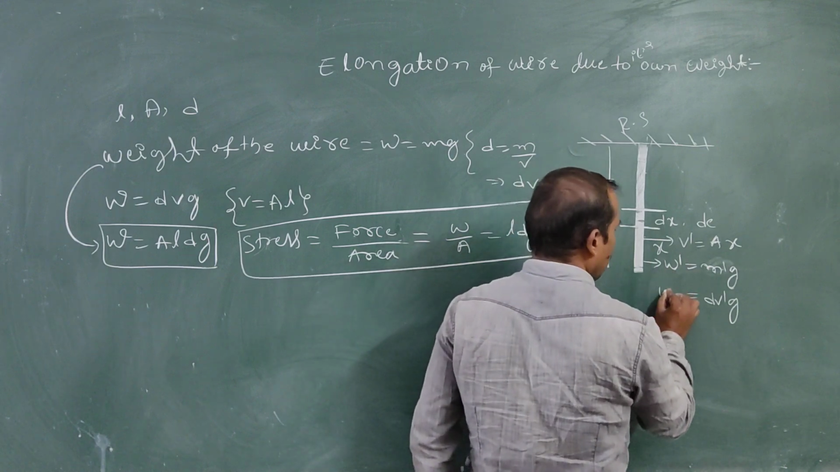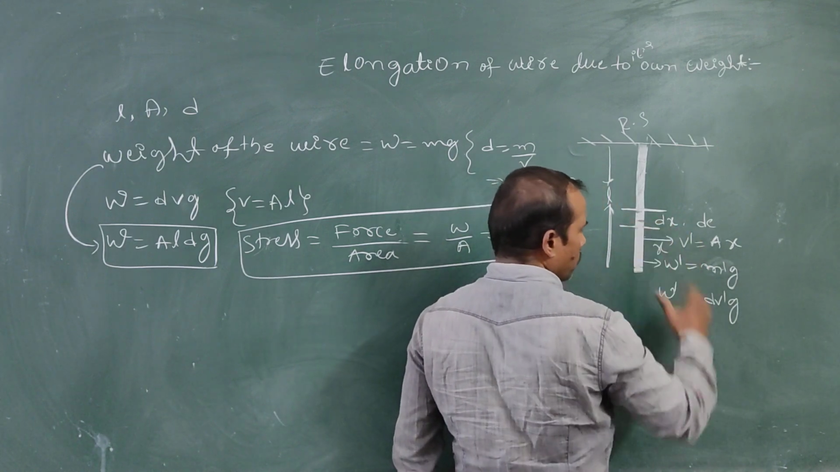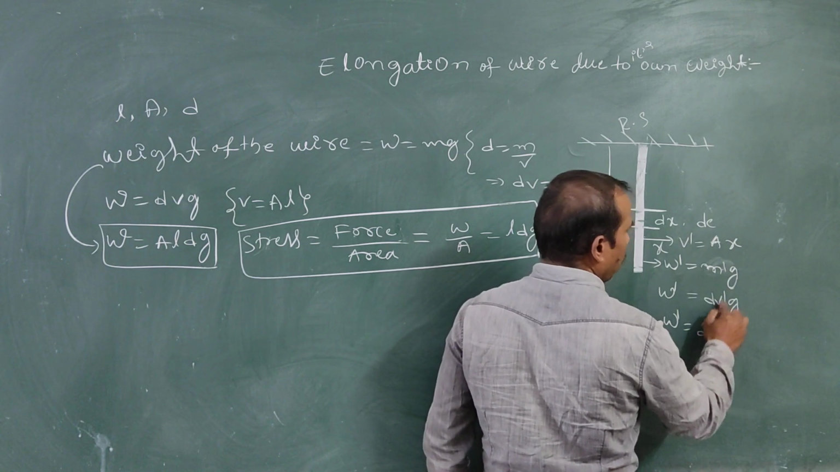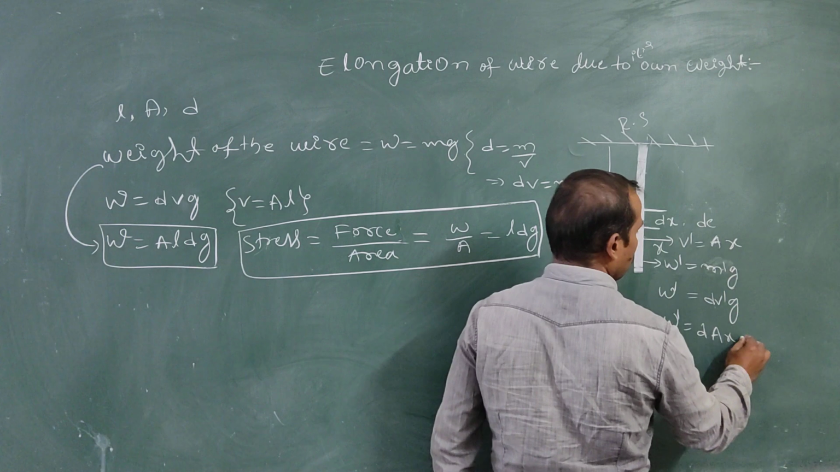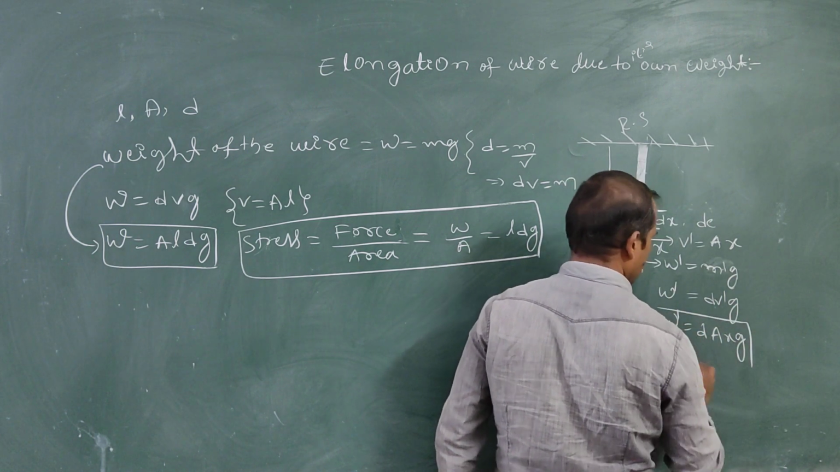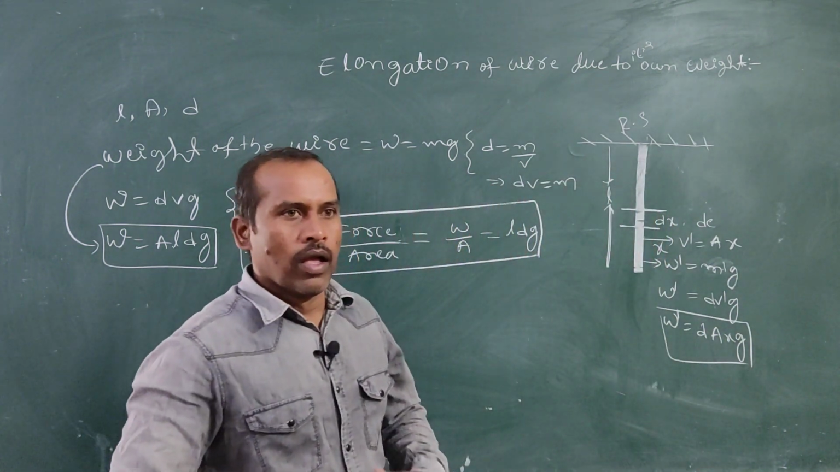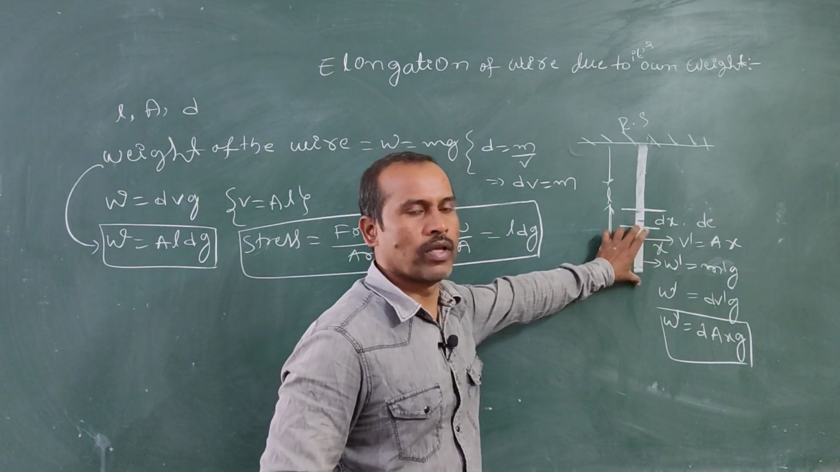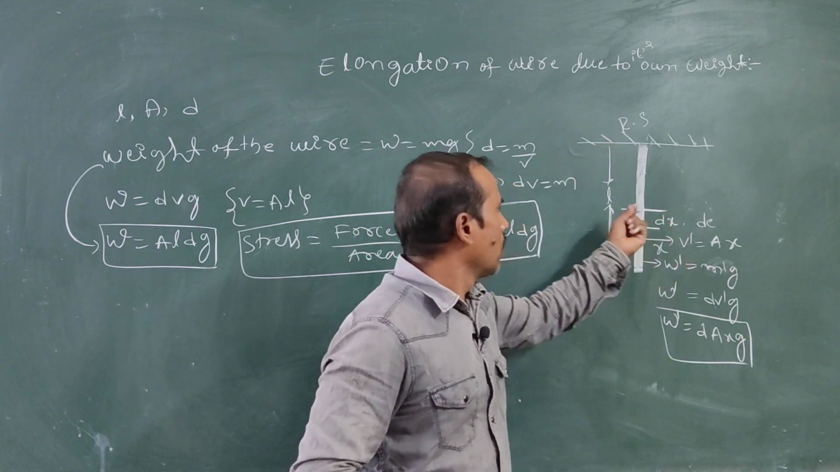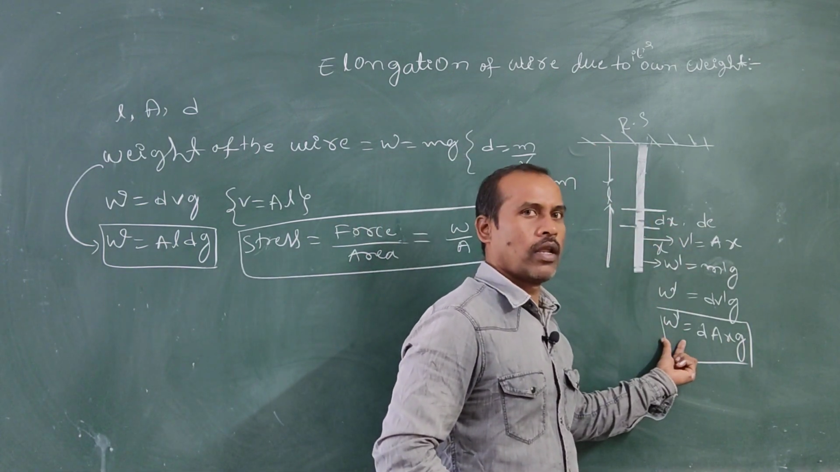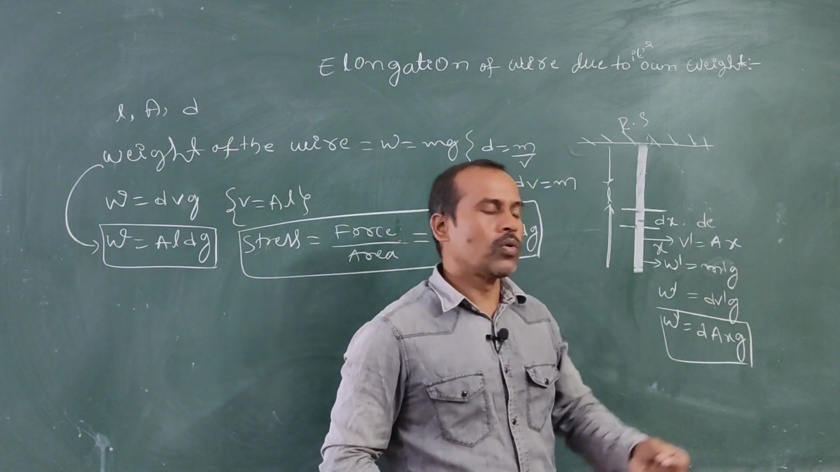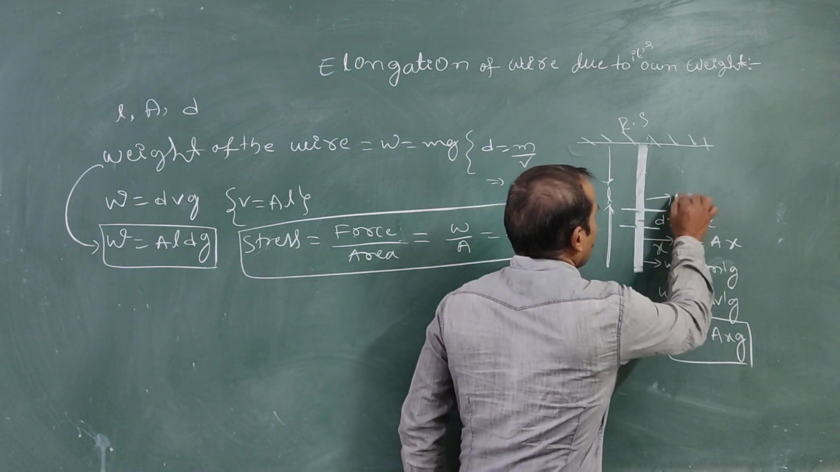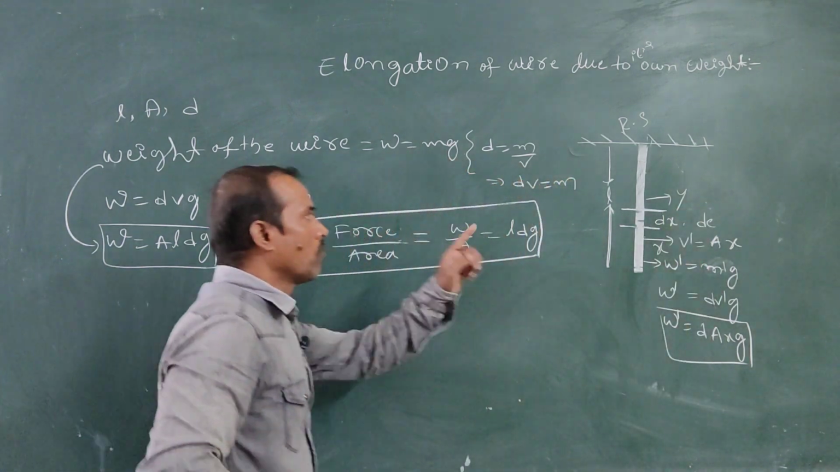So the weight of this small portion, W prime, is equal to d into V prime, that is d A x into g. This is the weight of this portion of the wire. Now we find the elongation in the wire due to this weight. The Young's modulus of the wire is Y.